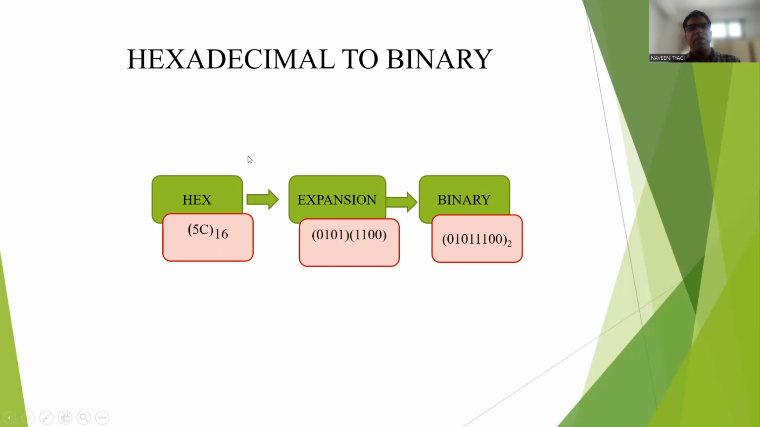Now next is hexadecimal to binary conversion. What do we do? Firstly, we write down the hexadecimal number. Now each digit is represented by 4 binary digits. So 5 is replaced by 0101, a 4-digit binary number, and C is represented by 1100. So that is the equivalent of C that we replaced here.